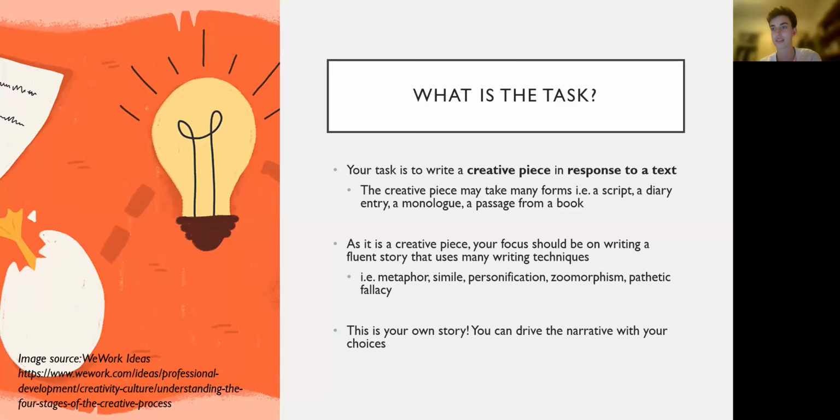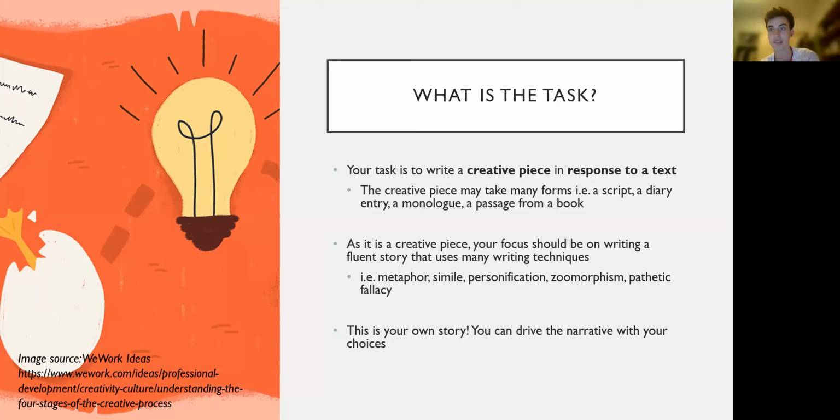Firstly, what is the task? So what is the SAC? Your task is to write a creative piece in response to a text. So your teacher will probably assign you a book, and you'll either take inspiration from it, or you might try to fill a gap in the story. It could take different forms, so it might be a script, a diary entry, a monologue, or a passage from the book. If you get a choice, I'd recommend that you try to create a passage in the book or add a different passage to the book so that you can match some of the form and style of the author.